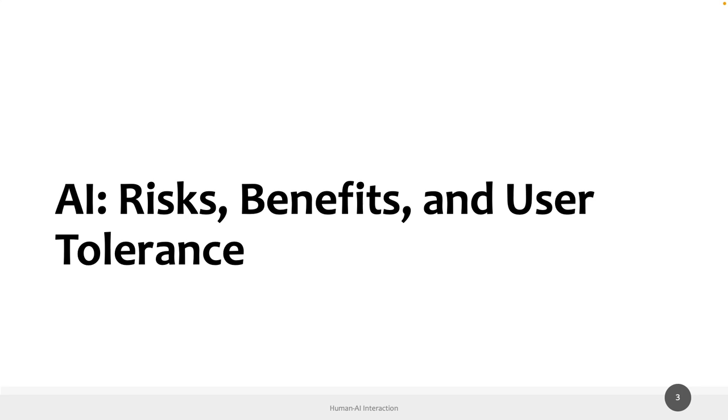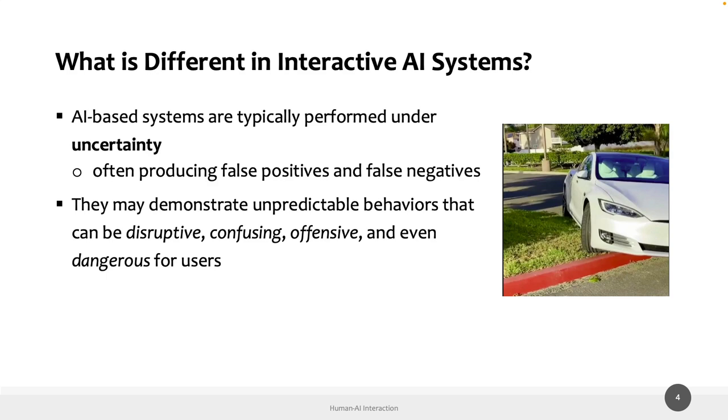So let's start to explore the peculiarities of designing AI systems. You probably have already discussed in the first lessons what is different in interactive AI systems with respect to, let's say, traditional technology. So in a traditional user interface, clicking on a button will always produce the same result, right? Typically. The main difference here is that AI systems are performed under uncertainty. So they can actually be wrong. They can produce false positives and also false negatives.